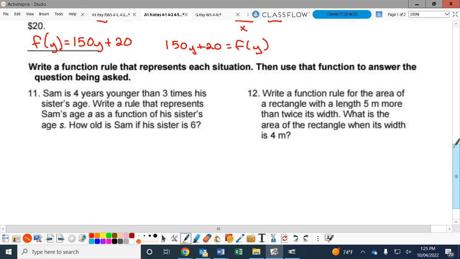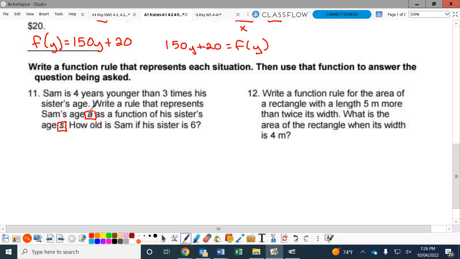Okay, last two on this before we get you going. Last two. This is going to be write it and then solve it. So, Sam is 4 years younger than 3 times his sister's age. Write a rule that represents Sam's age, A, as a function of his sister's age, S. It even tells you what order it goes in, guys.